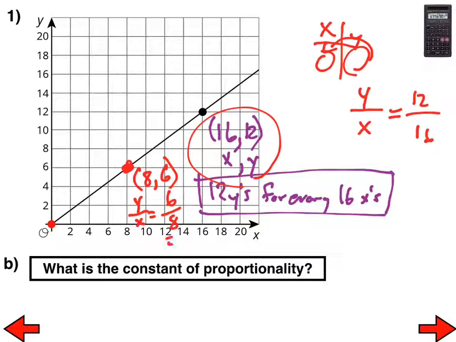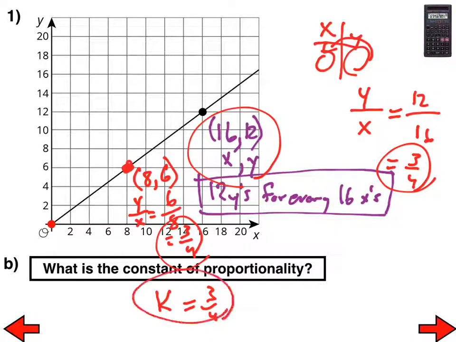Okay, so this is 3/4. This simplifies to 3/4. That's why last week we were reviewing from an earlier grade how to reduce a fraction. So that means that the constant of proportionality is 3/4. Okay? So anytime we have an ordered pair on a graph, we take y over x, simplify that fraction.